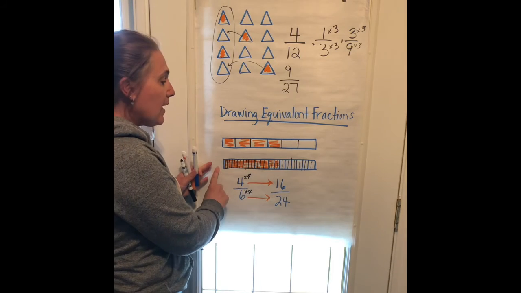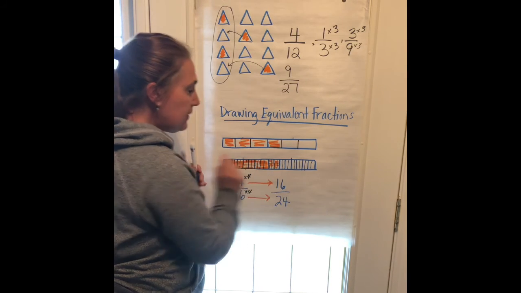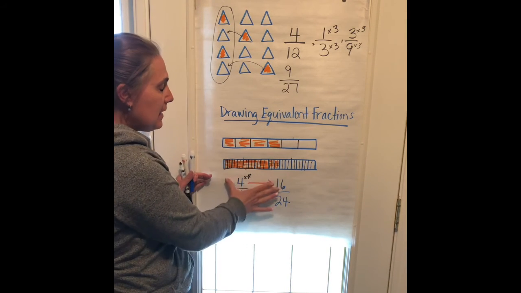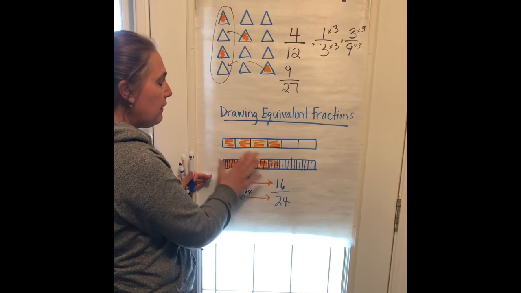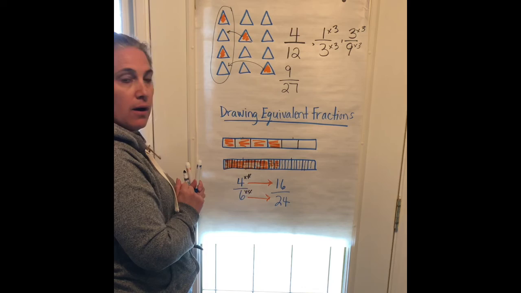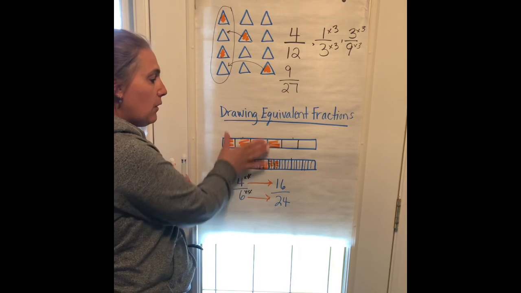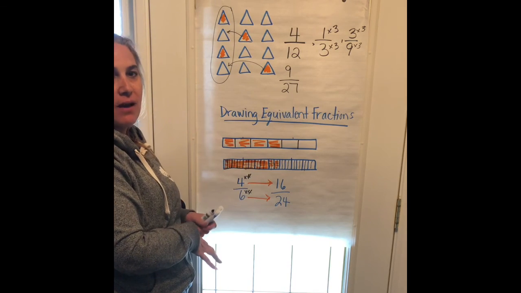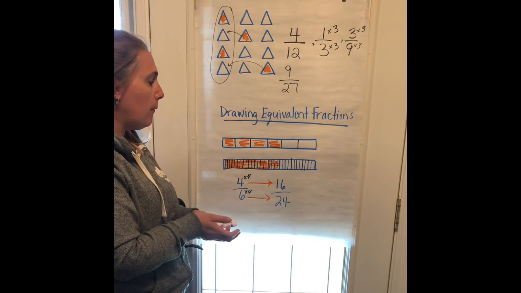So now I can finally go back and color all 16 in, and you can see here 16 out of 24 is the same amount of space as 4/6. And you can tell why they are equivalent, because they're covering the same amount of the whole.